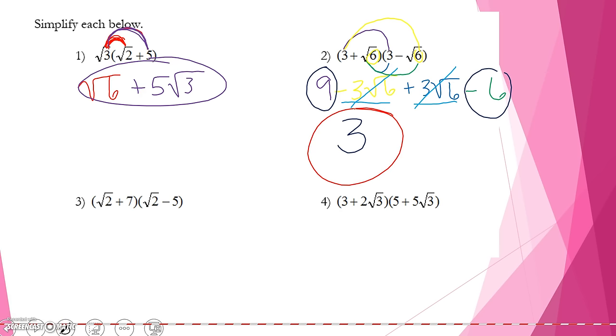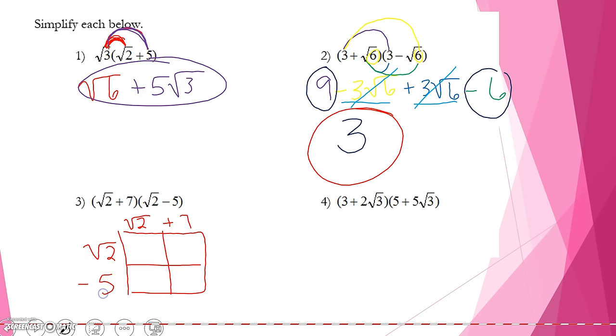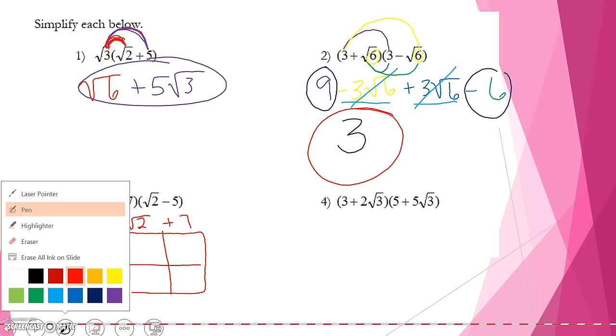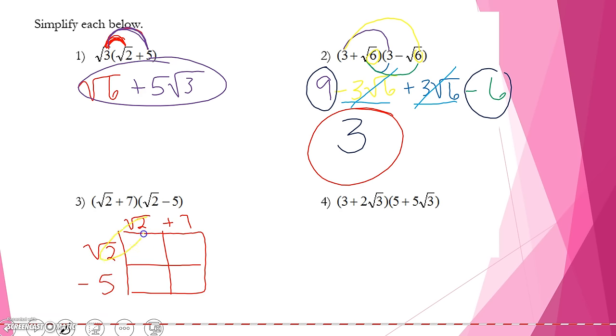Now I'm going to show you number 3 using the box method. You could have done this with 2, and this is my preferred method. So I'm going to make myself a box. I put square root of 2 plus 7 and square root of 2 minus 5. I multiply together the corresponding rows and columns. So in that first one here, that is a double. So since it's a double, it can come out of the radical.